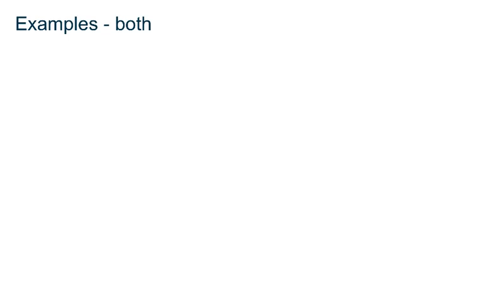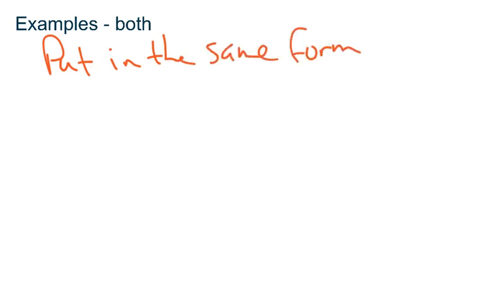Now finally, let's talk about what you do with both. And the big thing that we have to do with both is put them in the same form. What you might have to do is convert a fraction to a decimal or a decimal to a fraction. So let's say we had this problem here. Let's say we had 5/3 plus a negative 0.8.